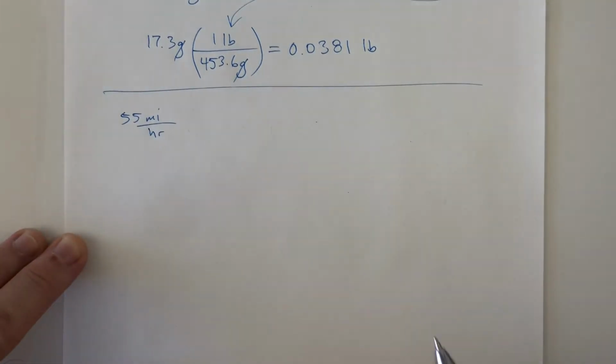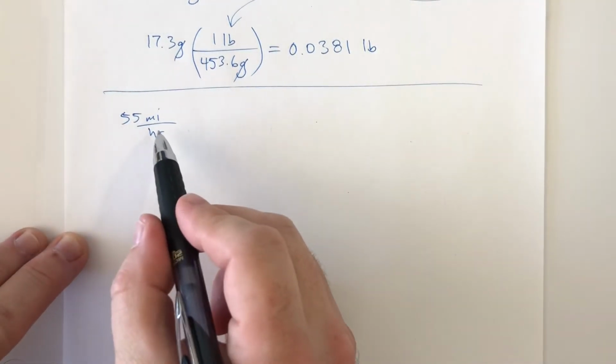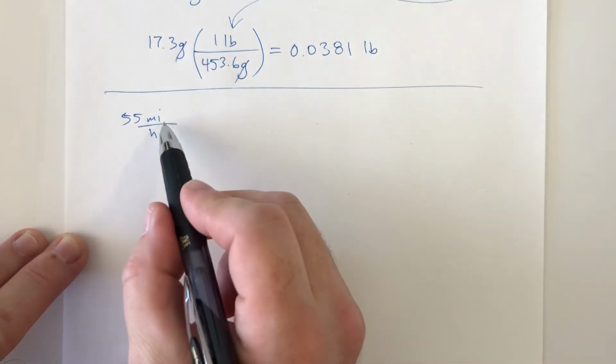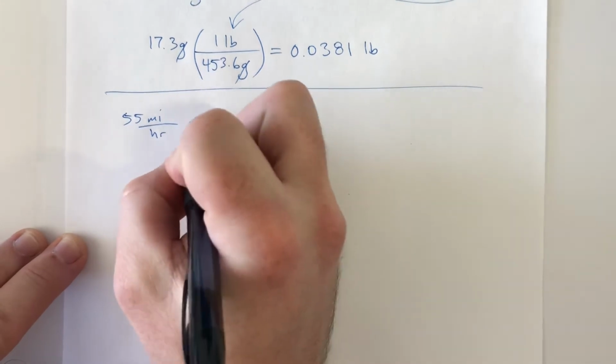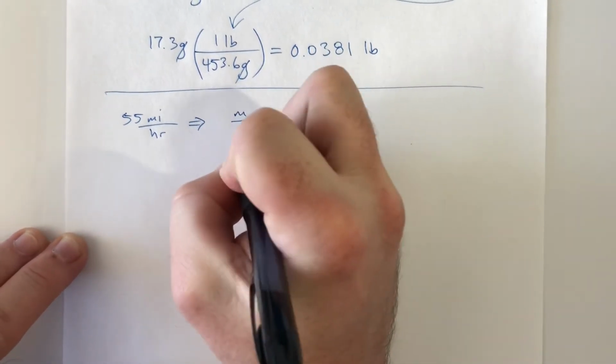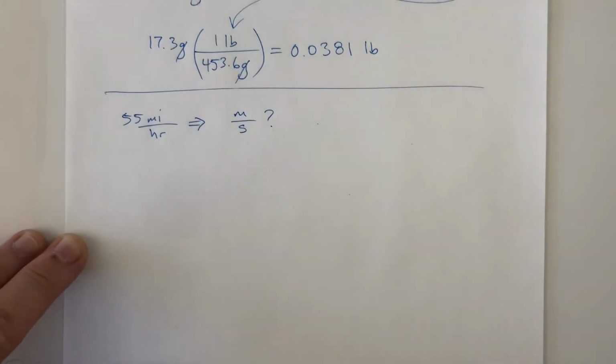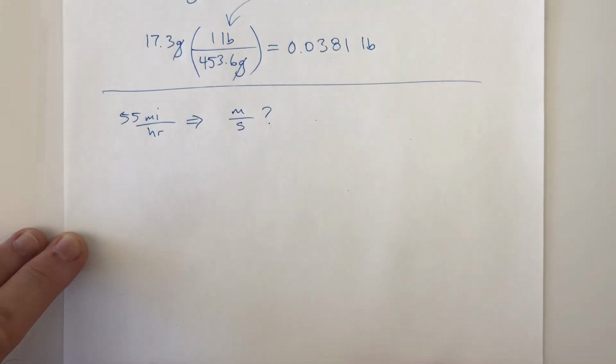I know if you see it on your card, it's written as mph. As far as units, it's miles that are happening every hour, so hours is on the bottom. And we want to know how many meters per second that is. There is probably a direct conversion, but I have no idea what it is.